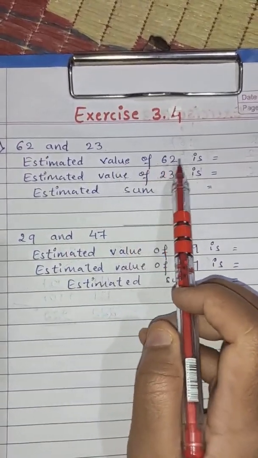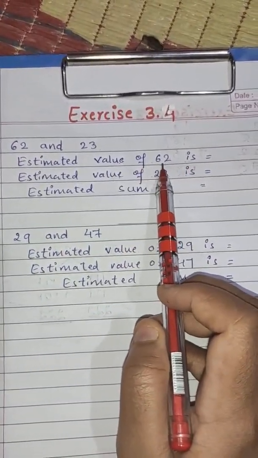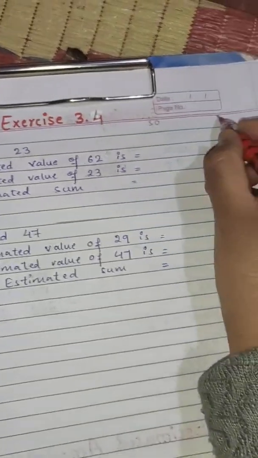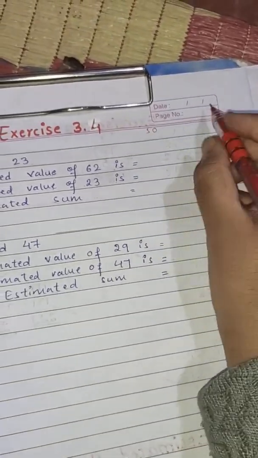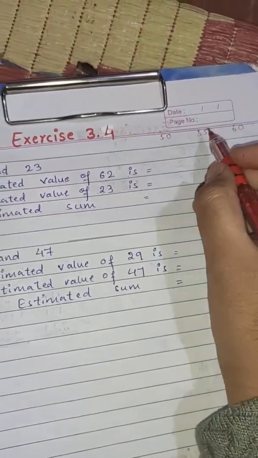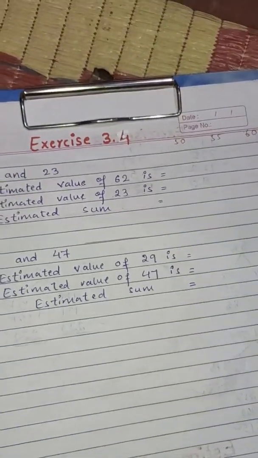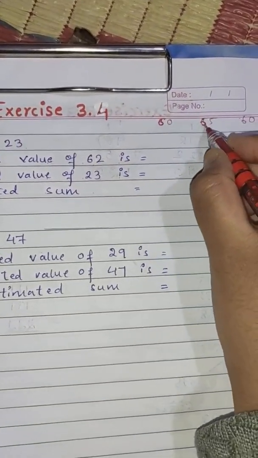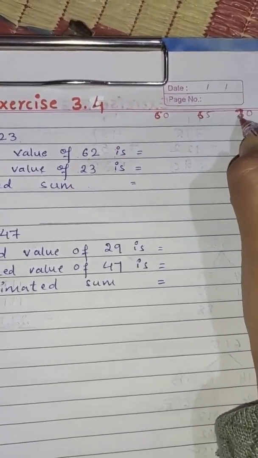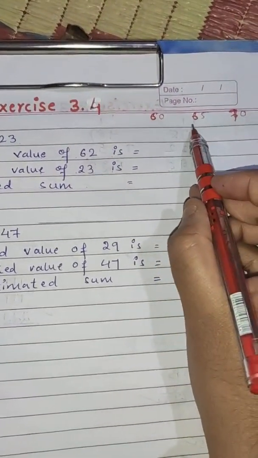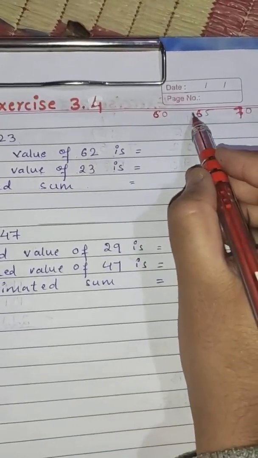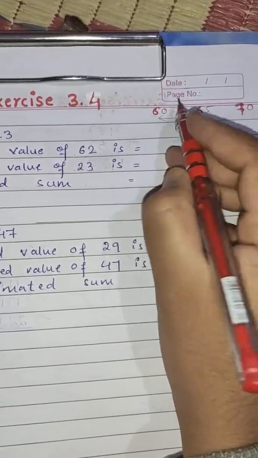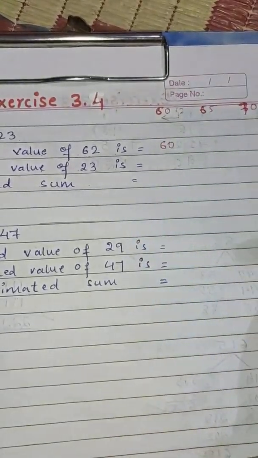Estimated value of 62. What is the estimated value of 62? Here we are having 50 and here we are having 60. Yes, so here it is 55. Sorry, wait. Here should be 60, not 50. And here it is 65 and here it is 70. So see here, it is 65, it is 62, means 64, 63, 62.